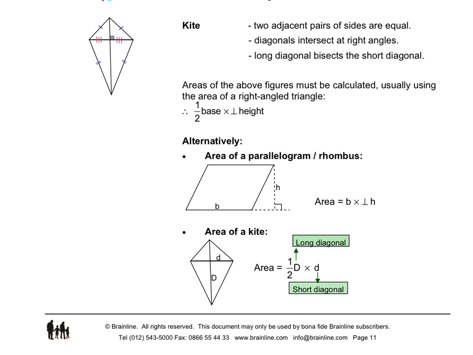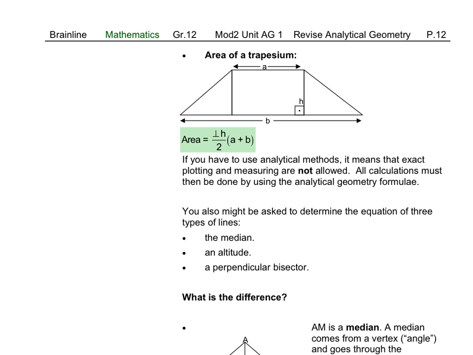Then the areas of the above figures must also be calculated. The area of the parallelogram or the rhombus is the base times the perpendicular height. Then the area of the kite is half the long diagonal times the short diagonal. Then area of the trapezium, we take half the perpendicular height and multiply it by the addition of the parallel sides.